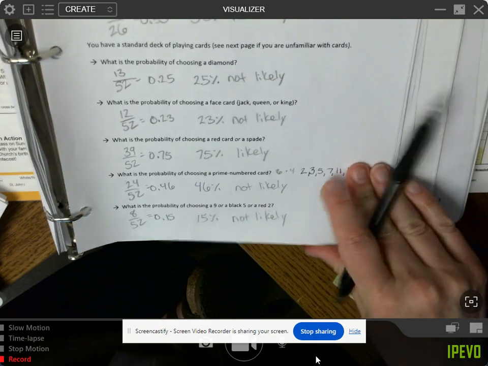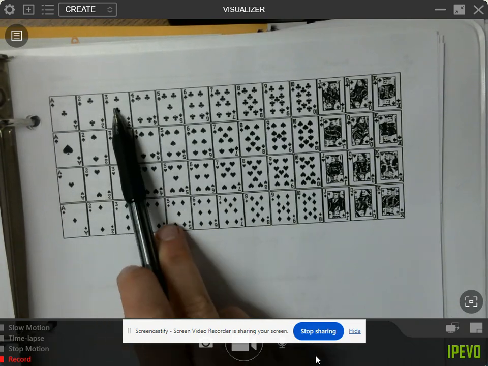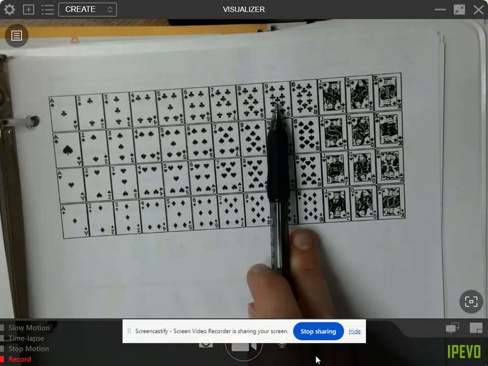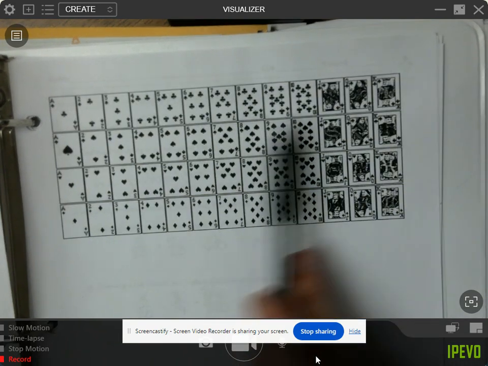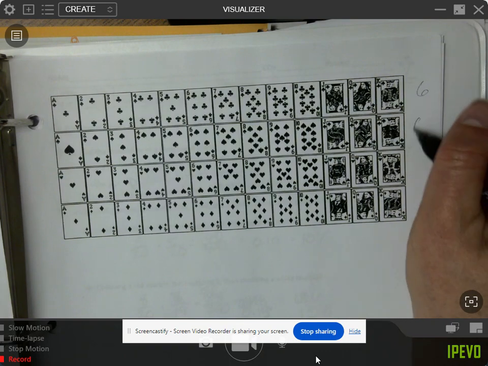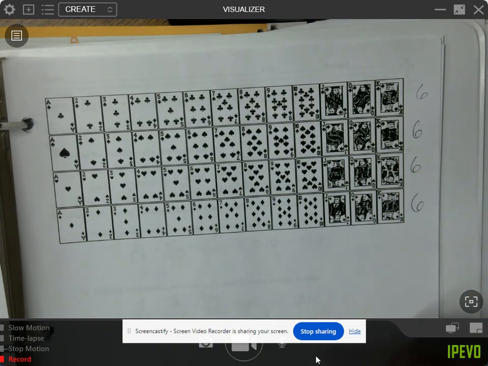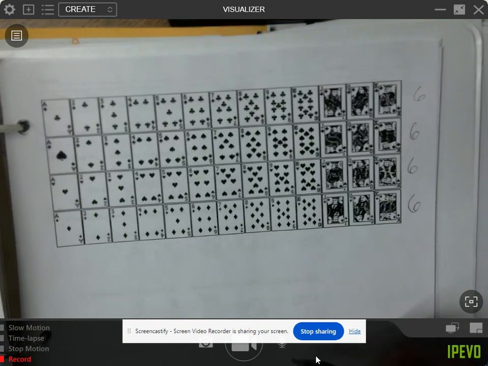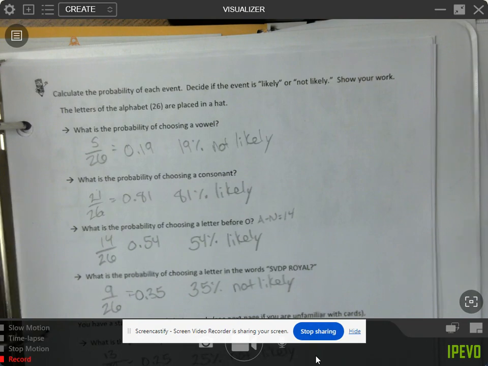So 6 primes, do you guys see how we got the 24? Because if we look at our cards, we can see the primes in that top row. We can see them, and that is for each row. So each row had 6 primes. And then we have to either add all those 6s together, or we could say 6 times 4. And that's how we got 24 primes.